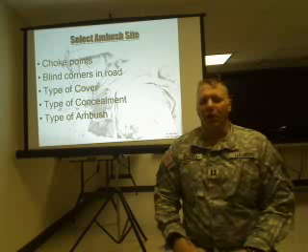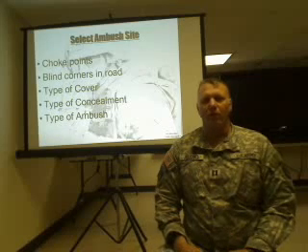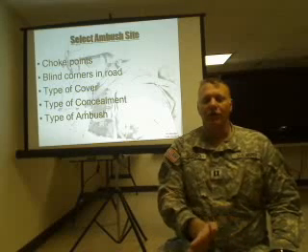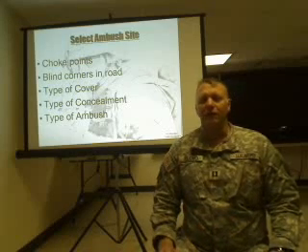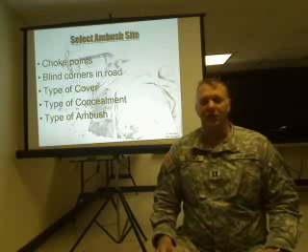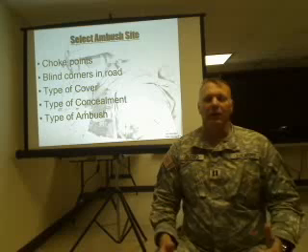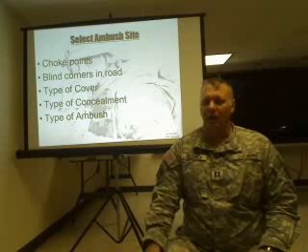Then you want to look for blind corners in the road. This would be more for a mounted ambush, where the enemy is mounted. Then they turn a corner and you take out the lead vehicle so the rear vehicle cannot see it. Then you concentrate your fires on the main body and you close off the exit.